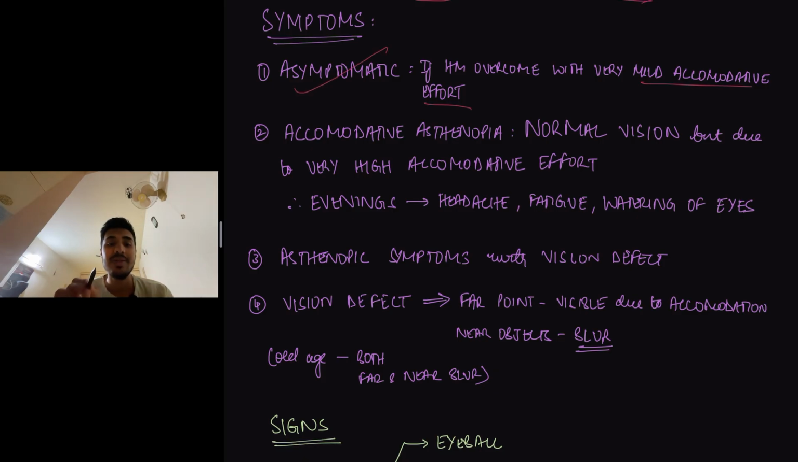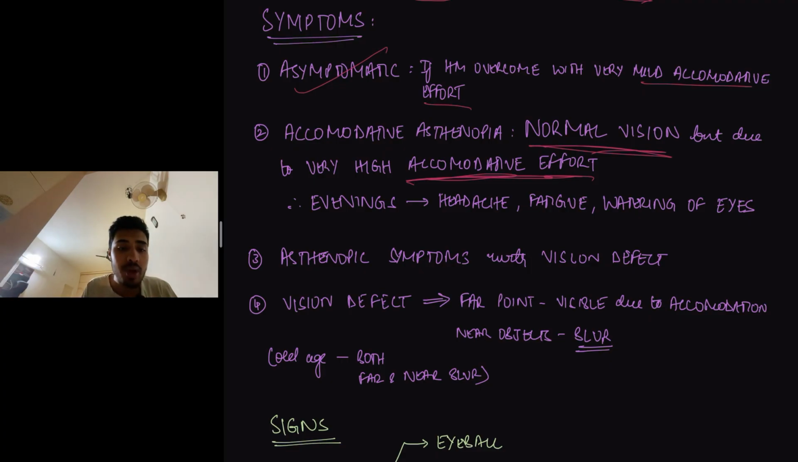Now, the hypermetropia can be a little higher, meaning the refractive error can be worse, but still the vision can be normal. How? Because of excessive accommodative effort. The patient's ciliary muscle is contracting throughout the day, doing accommodation throughout the day to overcome that hypermetropia. That complete hypermetropia is being overcome.